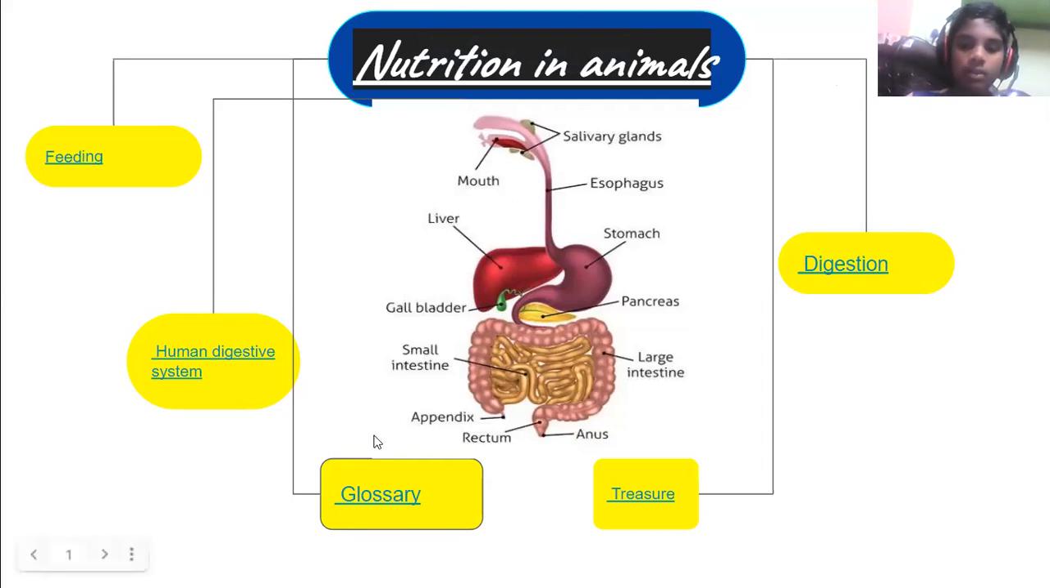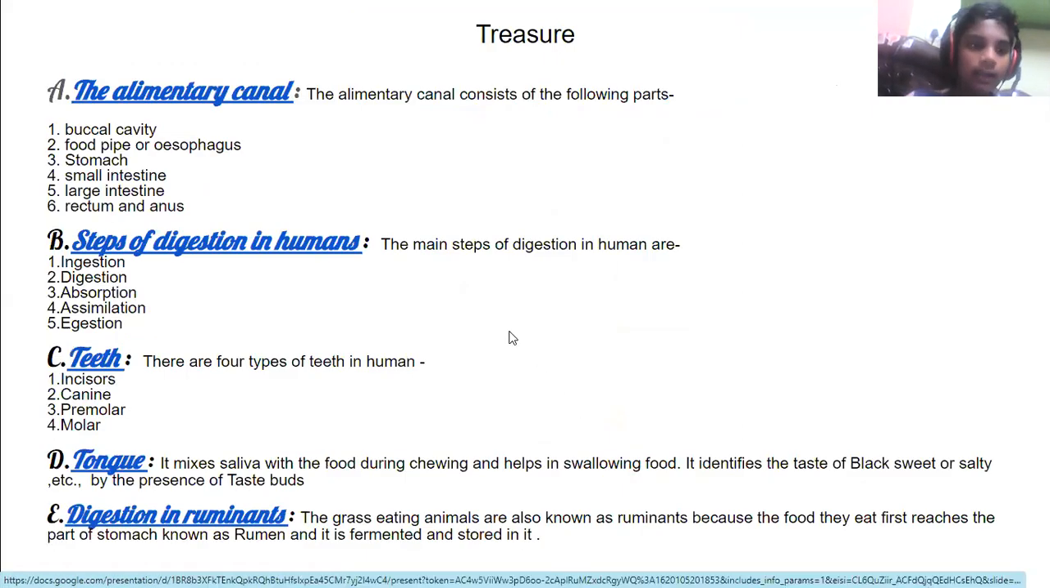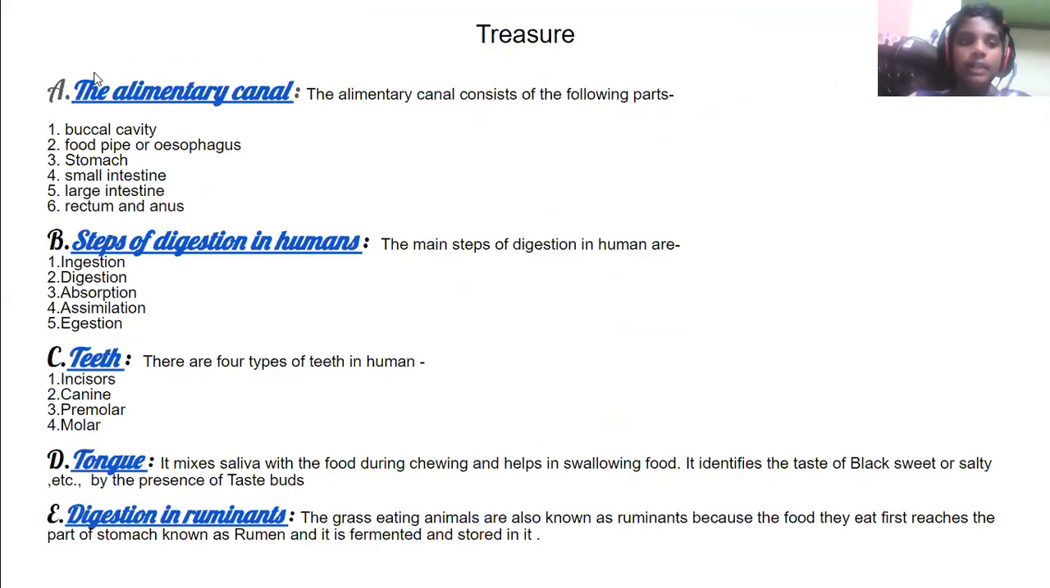Now our topics are completed, and let's just check the treasure and glossary. Treasure. The alimentary canal. The alimentary canal consists of the following parts: buccal cavity, food pipe or esophagus, stomach, small intestine, large intestine, rectum, and anus.